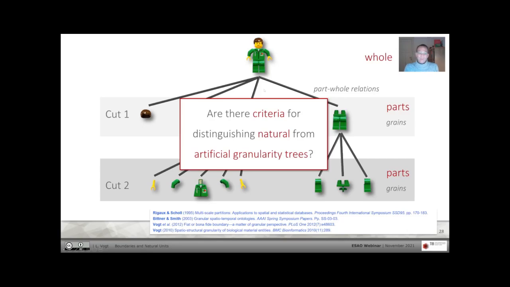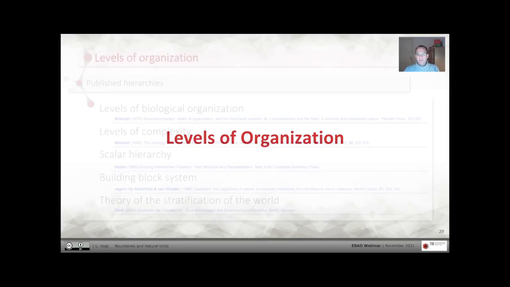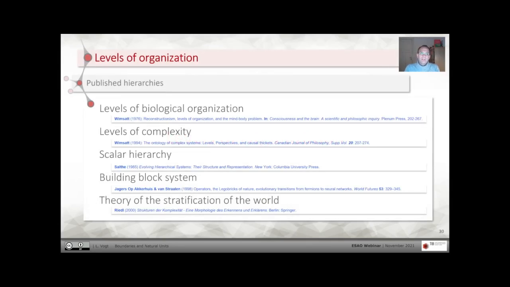Now, the question regarding these 2 different types of partitions, the region-based and the object-based, is: are there criteria for distinguishing natural from artificial granularity trees? Is one of them artificial, the other one natural, for instance? These are questions that have been addressed before. We see that there are lots of publications about levels of organization or hierarchical schemata that try to provide such a system for all material entities.